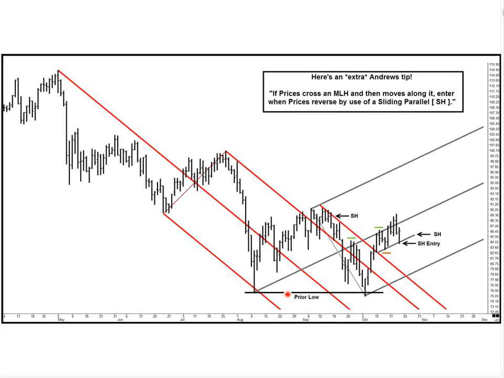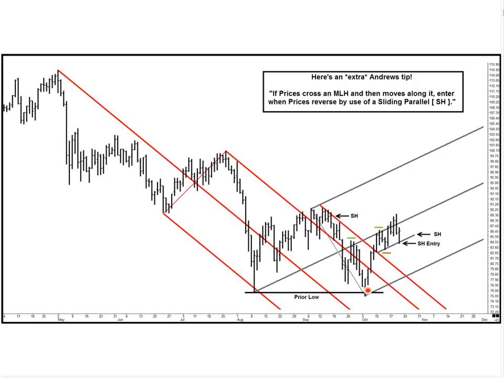What do we have here? We have a prior low that's tested. We make a new low. We barely make a new low. To me, these are the same new lows, same lows. This is where the big boys are buying what I call wholesale. Whales are buying wholesale.